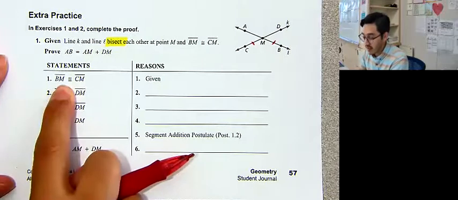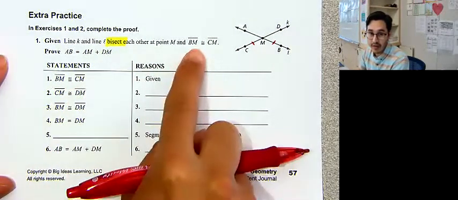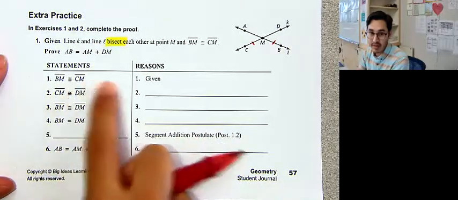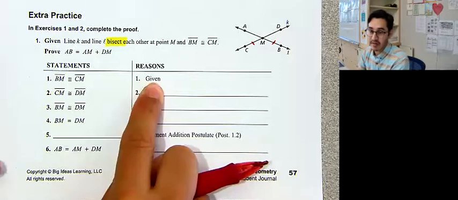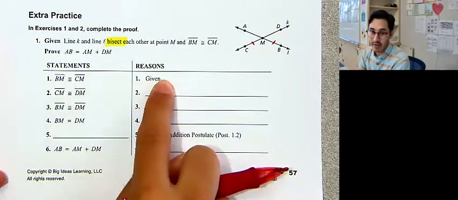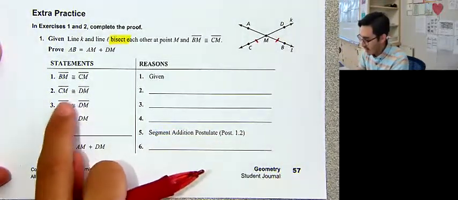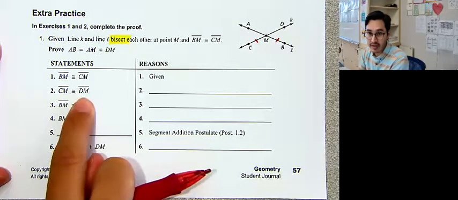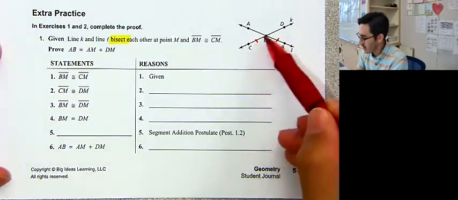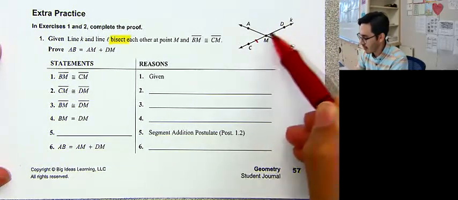What you'll see here is that the first statement in our proof is one that we were given. Segment BM is congruent to segment CM, and the reason is just that it's given. So there's really no thought involved in writing the first line in our proof. Next we have that segment CM is congruent to segment DM. CM is the segment here on the lower left, DM is the segment here on the upper right.